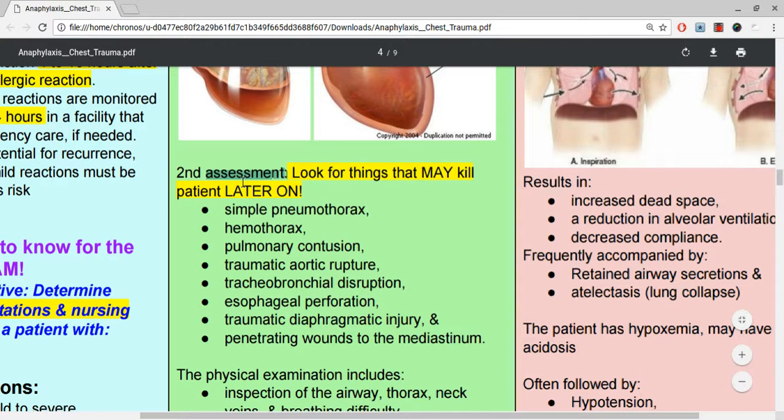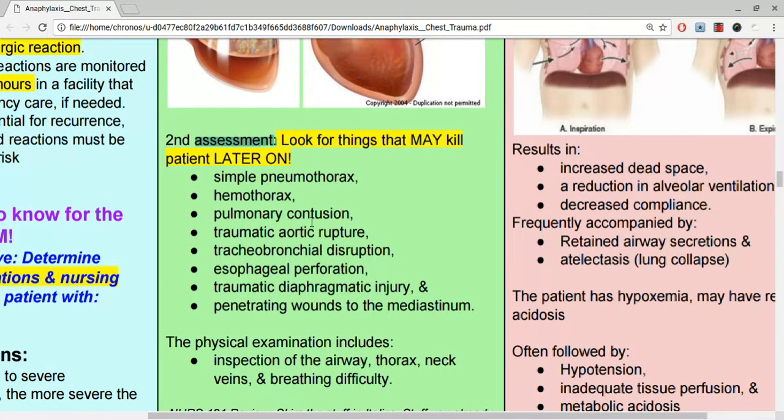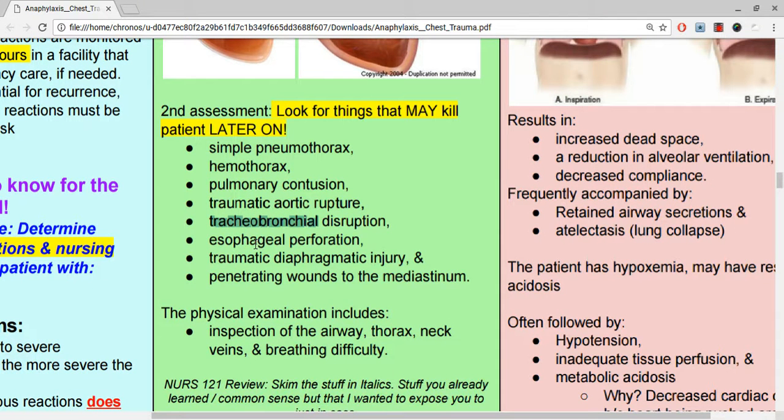All right, now let's look into your second assessment. When you receive this patient, he's been in a car accident, you've done the first assessment, okay, he's not in any immediate trouble. What's the second assessment that you're going to do? Okay, you're going to look for things that may kill the patient later on, like a simple pneumothorax, a hemothorax, which is basically just blood in the thorax, a pulmonary contusion, which is a lung bruising, which we're going to talk about later on, a traumatic aortic rupture, a tracheobronchial disruption, and an esophageal perforation, a traumatic diaphragmatic injury. The diaphragm is basically injured or penetrated. Penetrating wounds to the mediastinum. Okay, so they have something penetrating the middle of their chest.